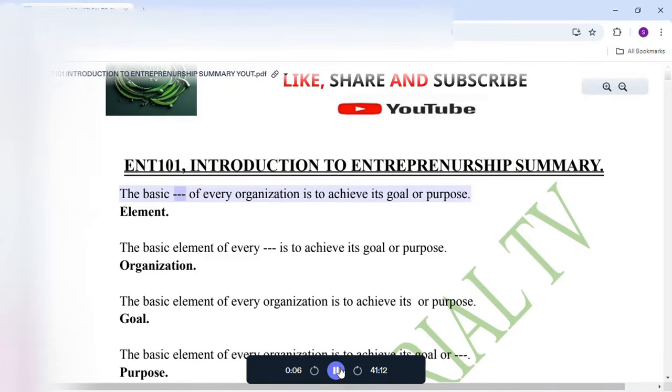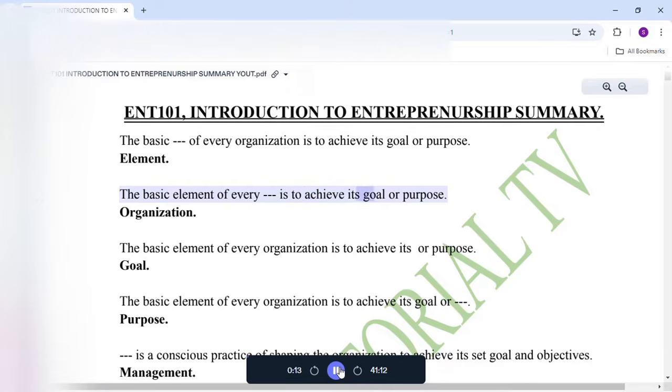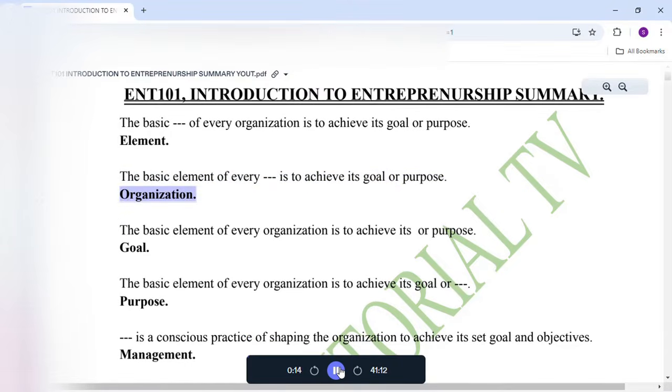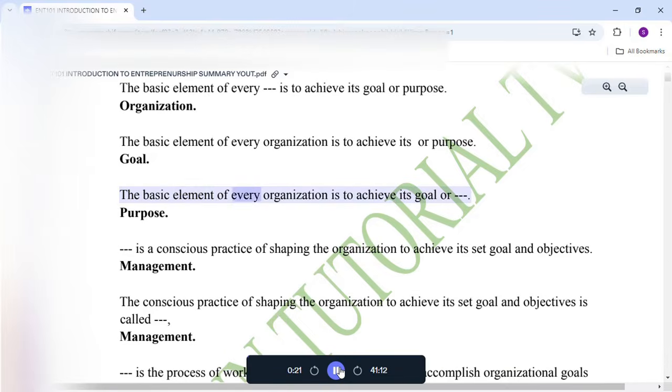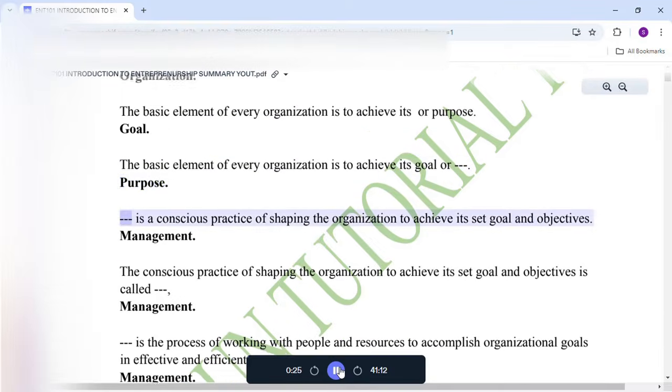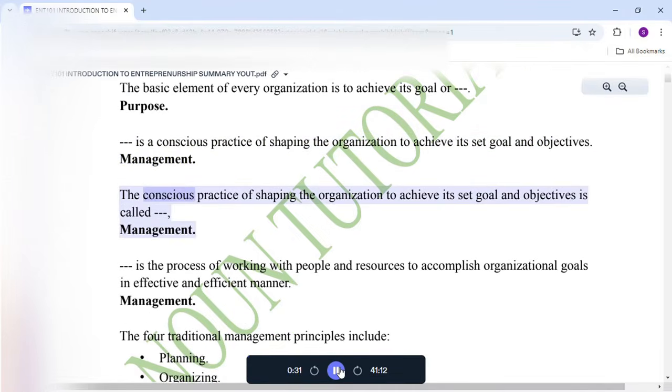The basic element of every organization is to achieve its goal or purpose. Management is a conscious practice of shaping the organization to achieve its set goal and objectives.